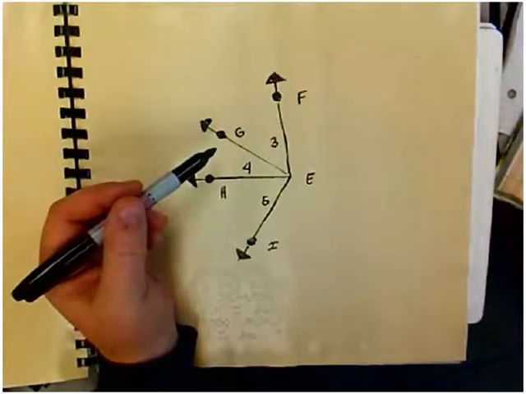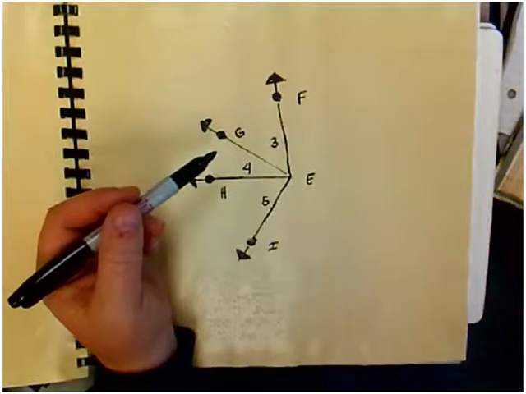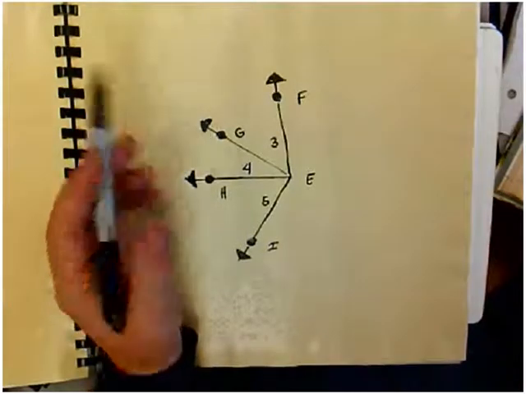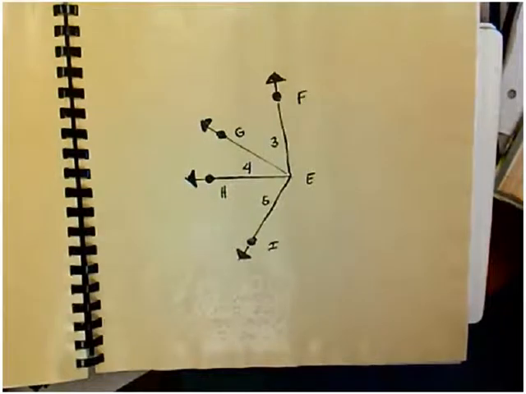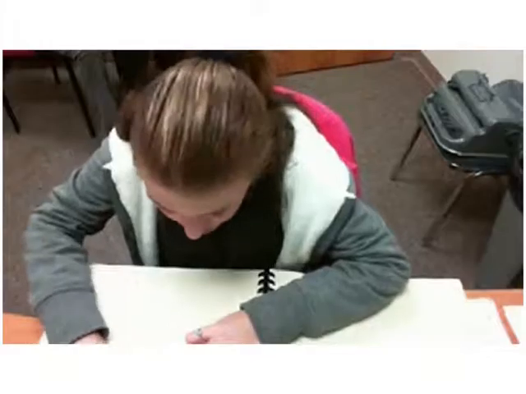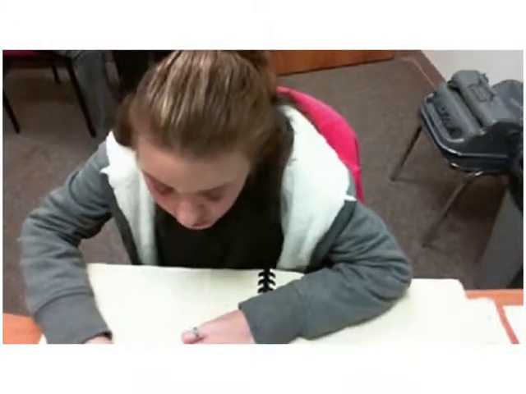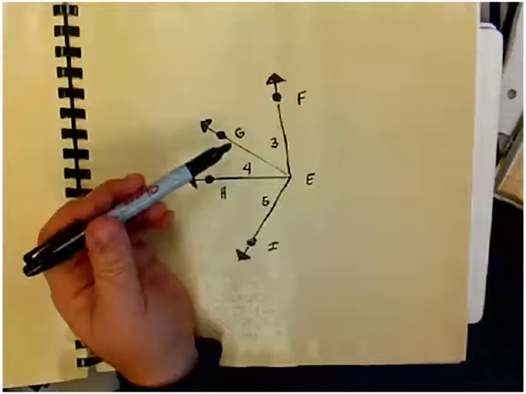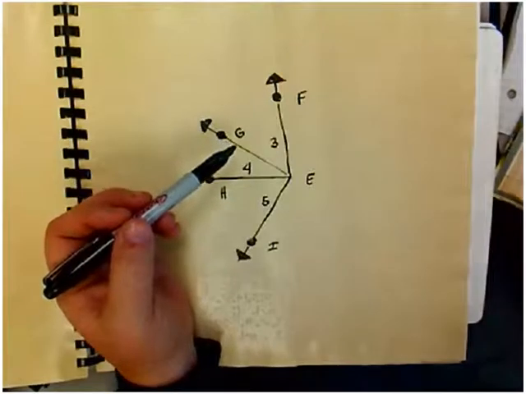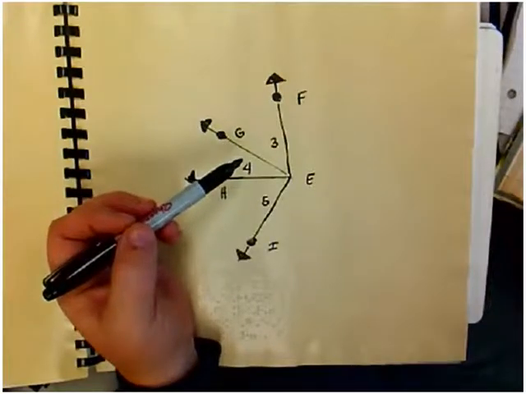Wouldn't you add them? 83. Angelica says, wouldn't we add them together? Jessica answered 83. Stormy, what do you think? Yeah, I think I'm adding. So you're adding them? Yeah. So 52 and 31 is 83. Yeah, we're using our angle addition postulate.